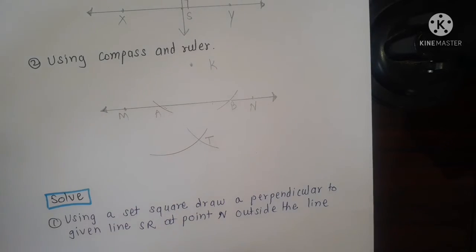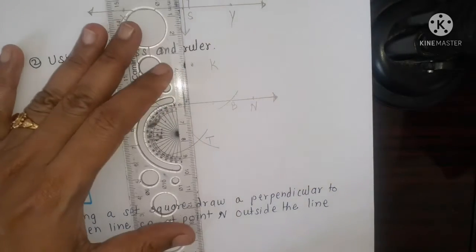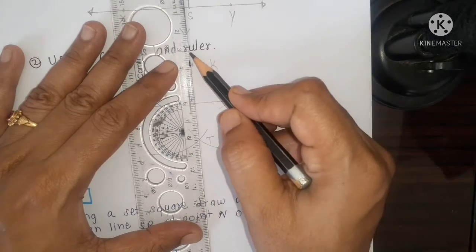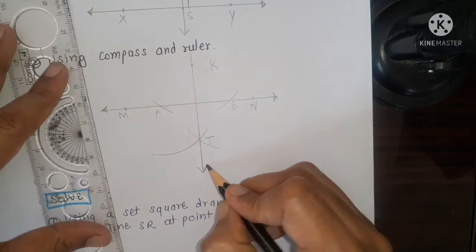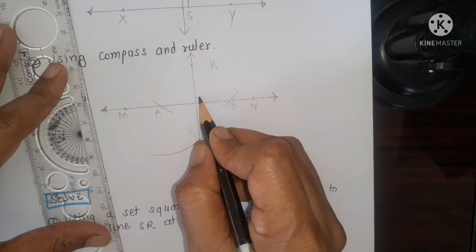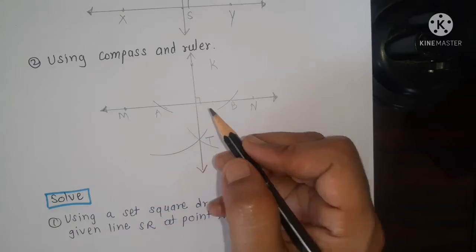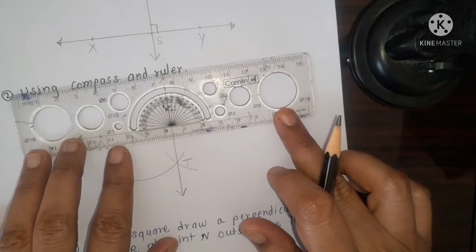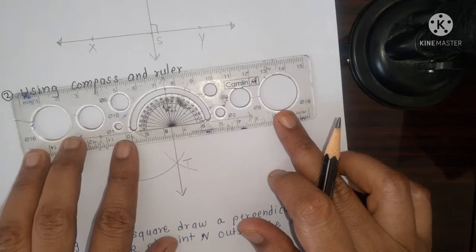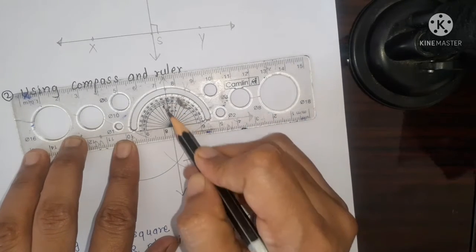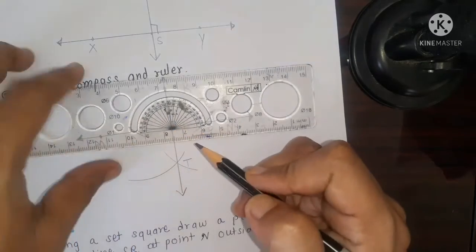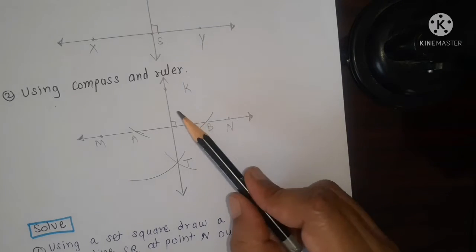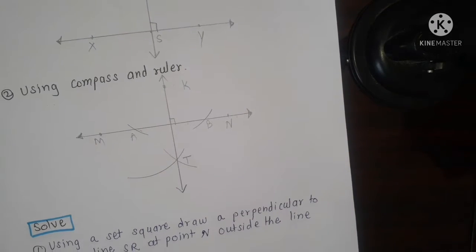Now we can draw a line KT. Draw line KT carefully. Line KT is perpendicular to MN. We can verify with the help of a protractor. Place the protractor and you can measure. It becomes 90 degrees. That means line KT is perpendicular to line MN from an outside point.